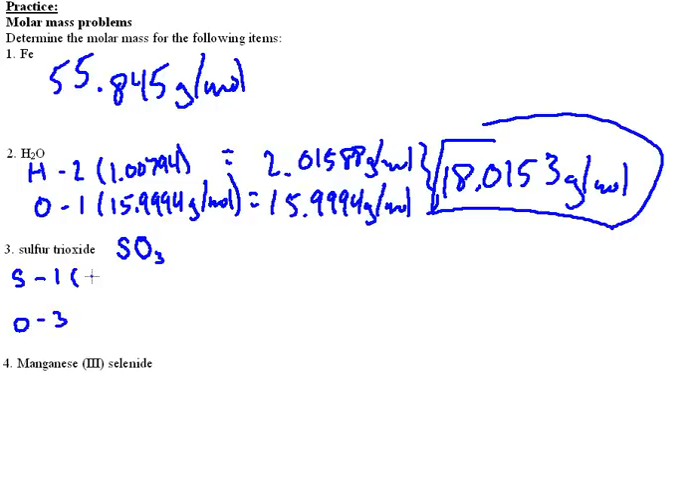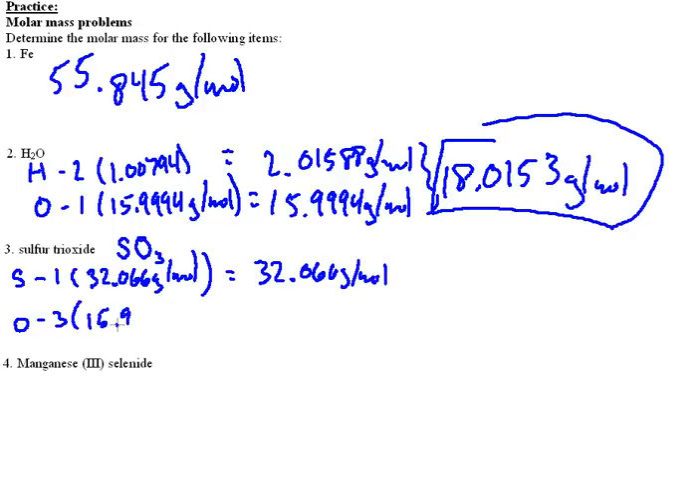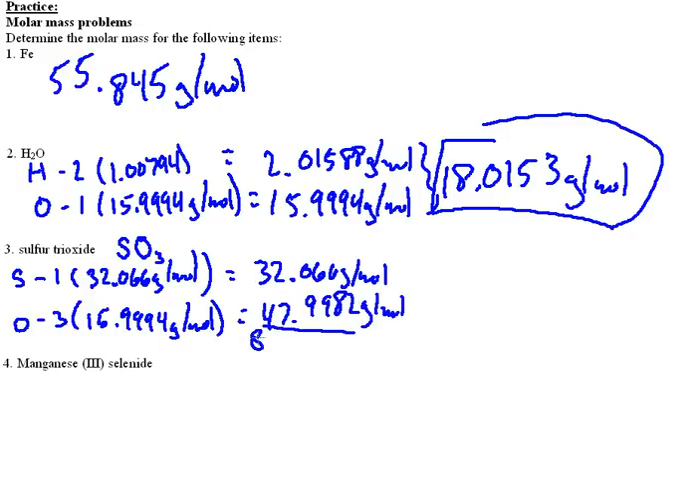The atomic mass of sulfur is 32.066 grams per mole. If we multiply that, we'll just get 32.066 grams per mole. And for oxygen, that same number up there, 15.9994 grams per mole. If we do the multiplication, we should end up with 47.9982 grams per mole. Do our addition here, add these things up. We should end up with 80.064 grams per mole as our molar mass for sulfur trioxide.